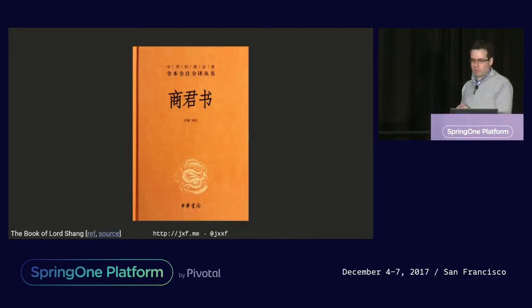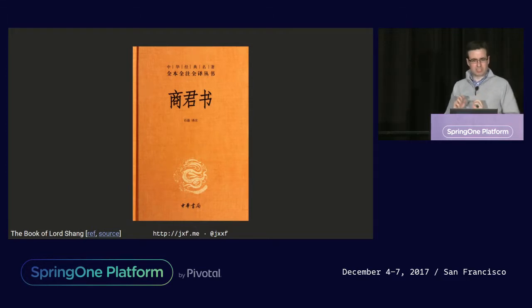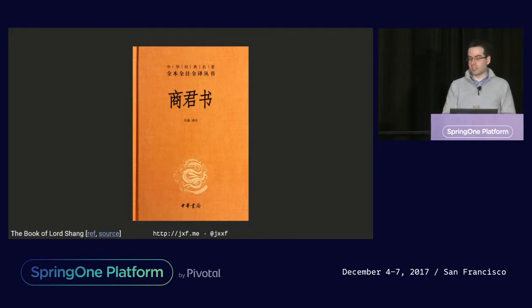So one of my favorite examples of this is the Book of Lord Shang, which is a sort of an advice guide for Chinese rulers in the circa 200 BC era. And Lord Shang basically says, not in so many words, but if you don't build an enterprise dashboard that reflects everything about your populace, you will be deposed as a ruler. You will be overthrown because you don't understand how your state is doing.